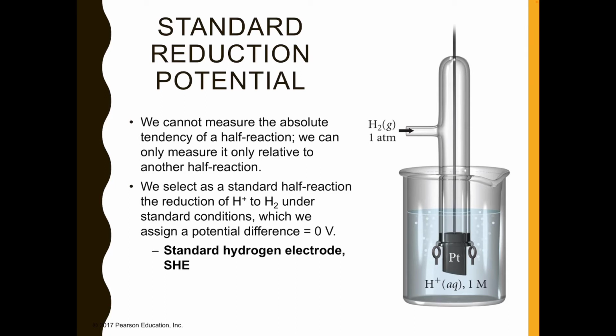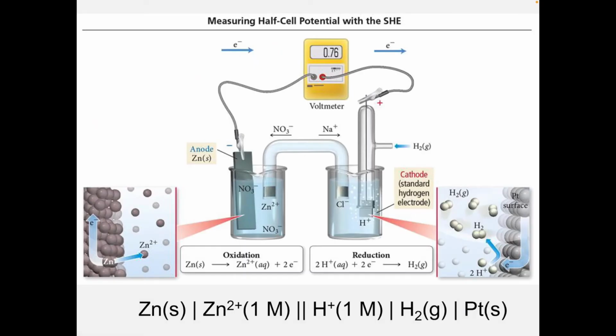This is called a standard hydrogen electrode, and it's abbreviated SHE. So if you see that SHE, they're not shouting "she" at you, they're talking about the standard hydrogen electrode. Okay, and so it's the reduction of H plus to H2 using a platinum electrode because it's inert.